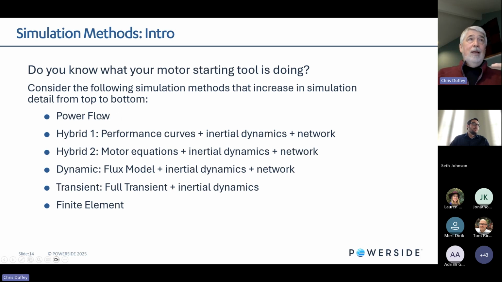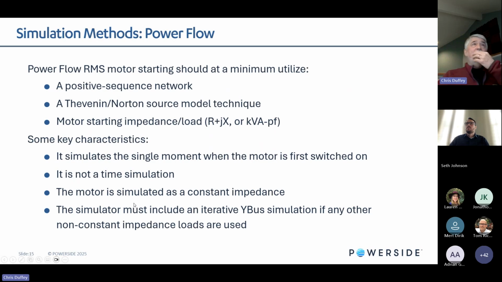So we're going from a single-time simulation to a time simulation, and then a full flux model and dynamic simulation is a time simulation. And then with more detail, we go to a full 3-phase transient simulation that has the full transient model of the network and everything, and inertial dynamics, and finally finite elements. So let's look at each one.